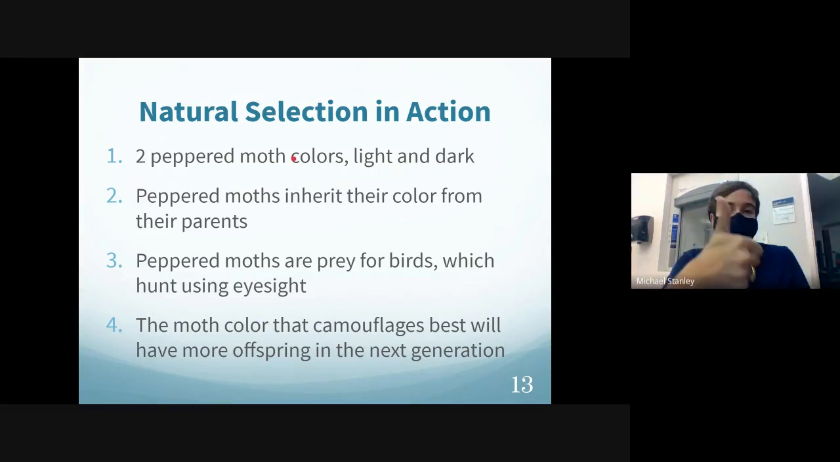So we had different moth colors that were passed down from parents to offspring. The moths are eaten by birds, so the moth that can camouflage best will have the most offspring. When the type of moth that camouflaged best changed, when suddenly the black moths were able to camouflage better than the white moths, we saw the population evolve and become more biased towards having black moths versus having the lighter moths.